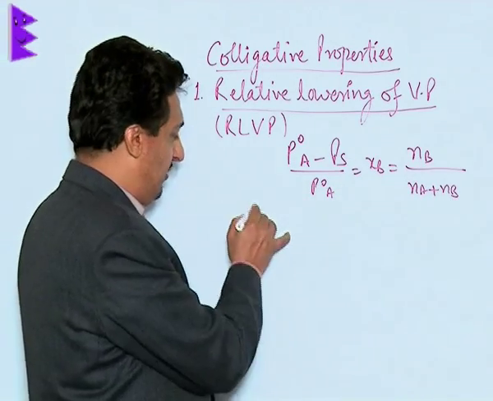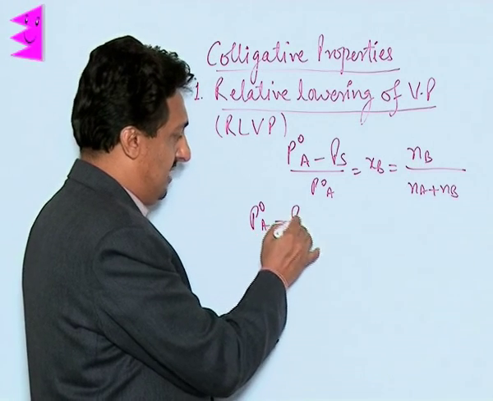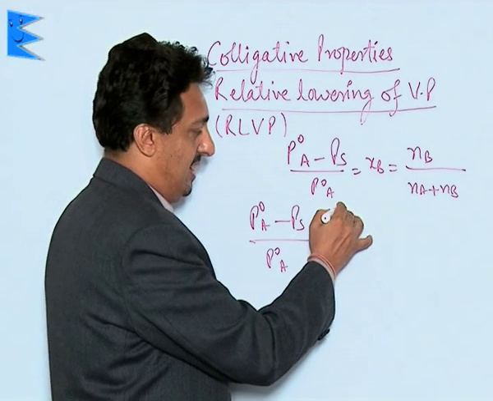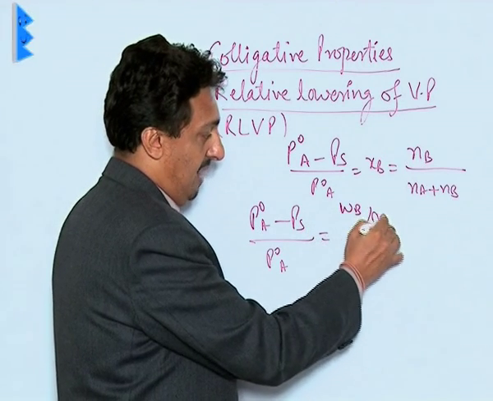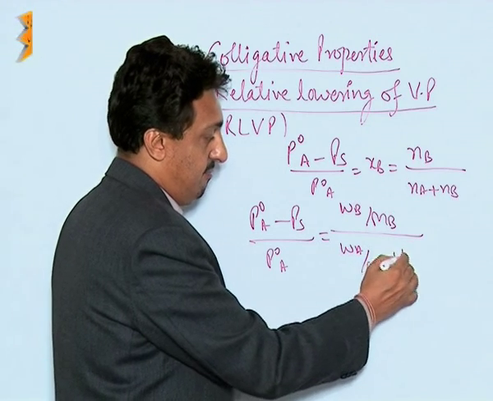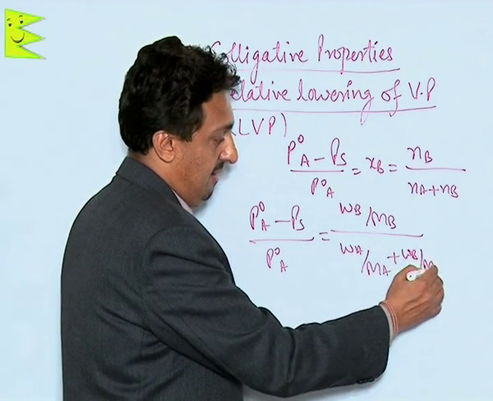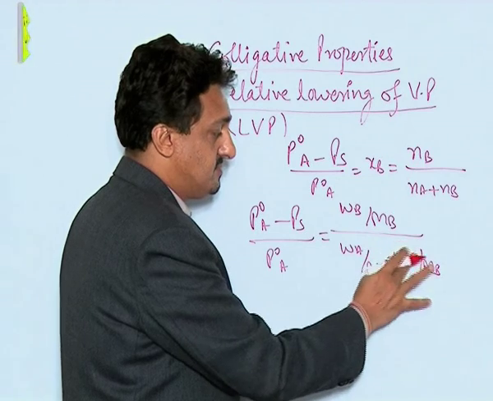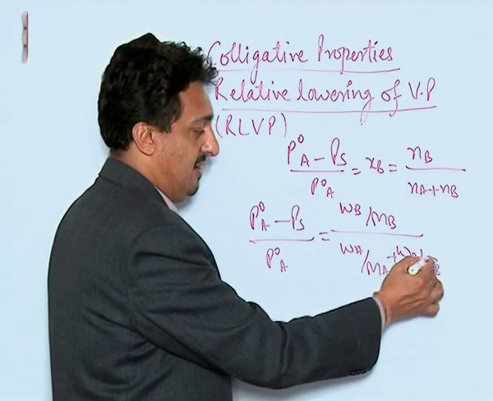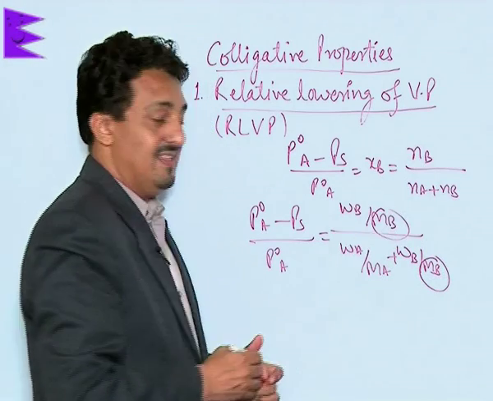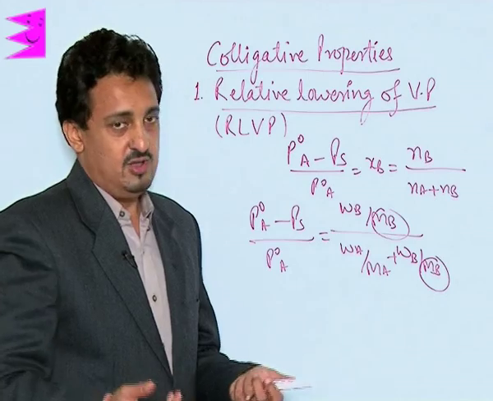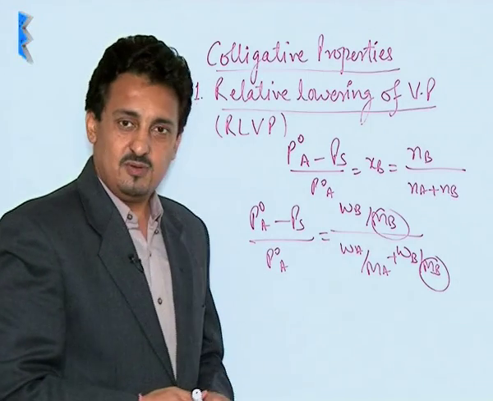We can write this formula as (P naught A minus PS) upon P naught A equals the number of moles, WB MB upon WA MA plus WB over MB. So this is what exactly you have, and from here we can find out this MB, because that is the molecular mass or molar mass of the solute, which we want to know from these colligative properties.